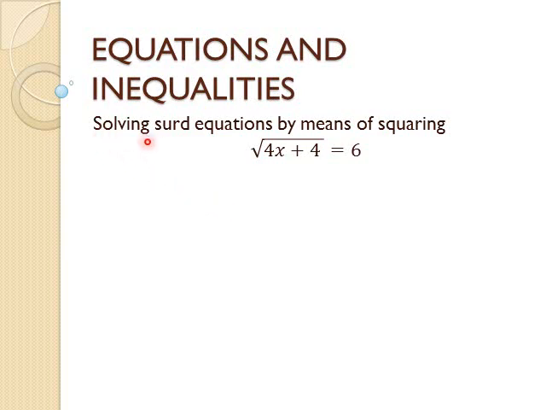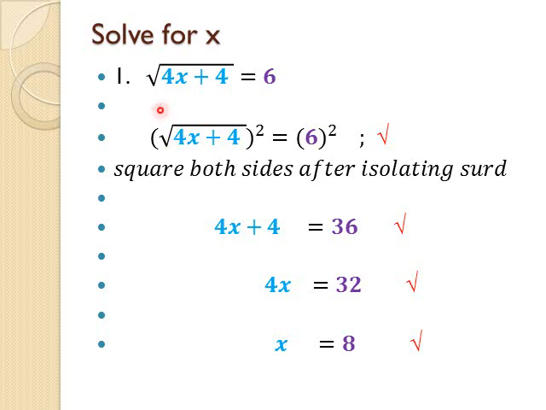Right, now in this lesson we'll be solving surd equations by means of squaring. So, first equation: square root of 4x plus 4 equals 6. If you start with a simple variation, the surd is already isolated, meaning it's alone on one side of the equal sign, the left-hand side, and 6. So therefore I square both sides.